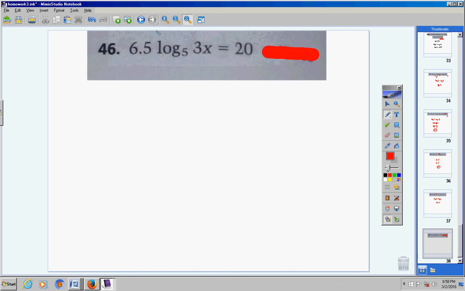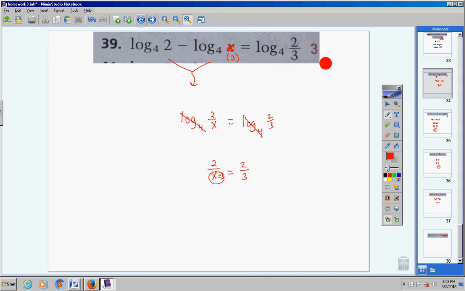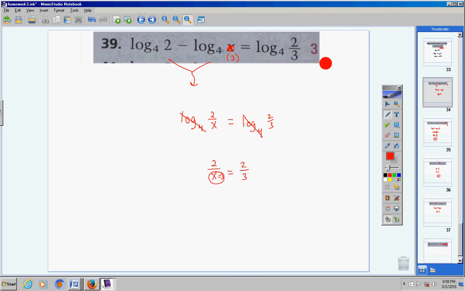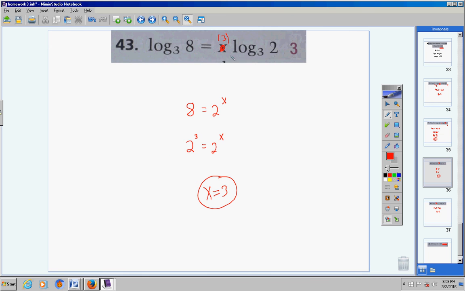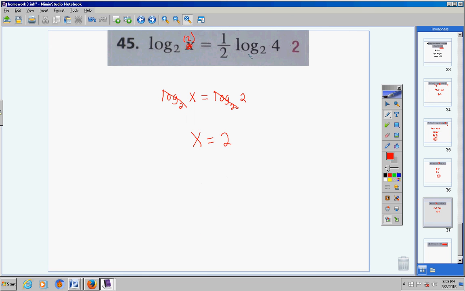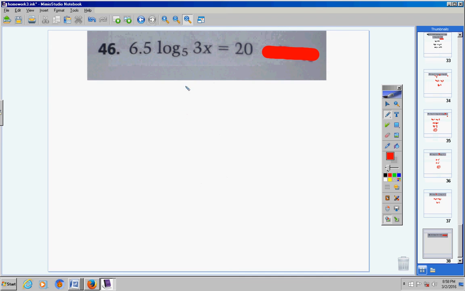Now look at this compared to the others. The other ones I had, I had logarithms on both sides of the equal sign. But number 46, I only have one logarithm on one side. So do you remember what to do? You isolate the logarithm and then write it exponentially.